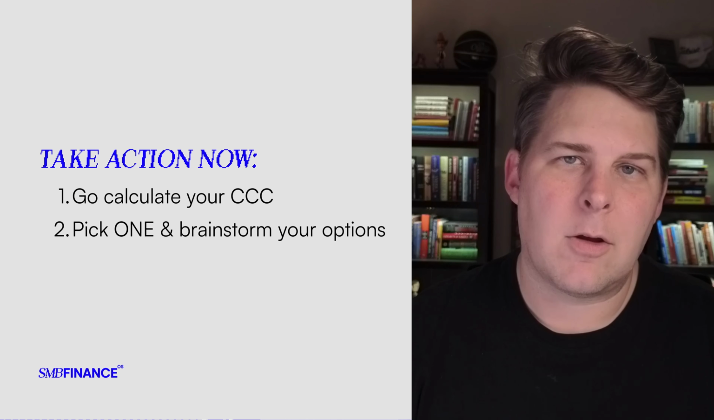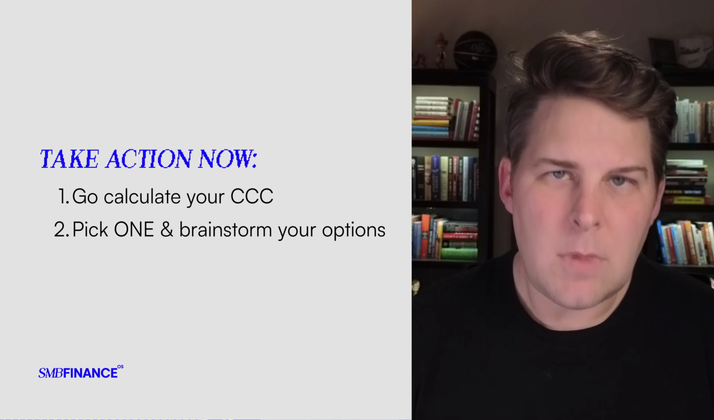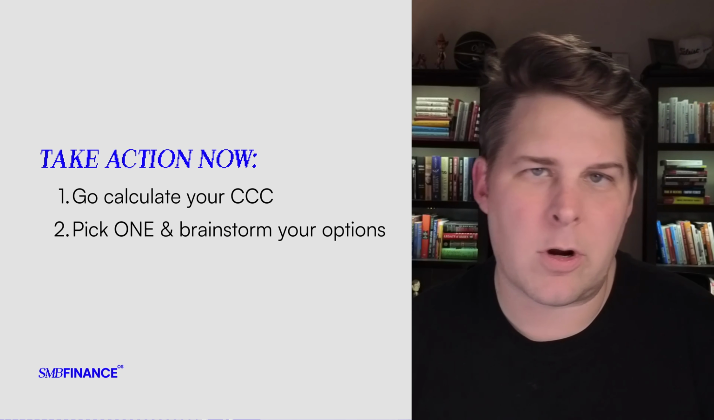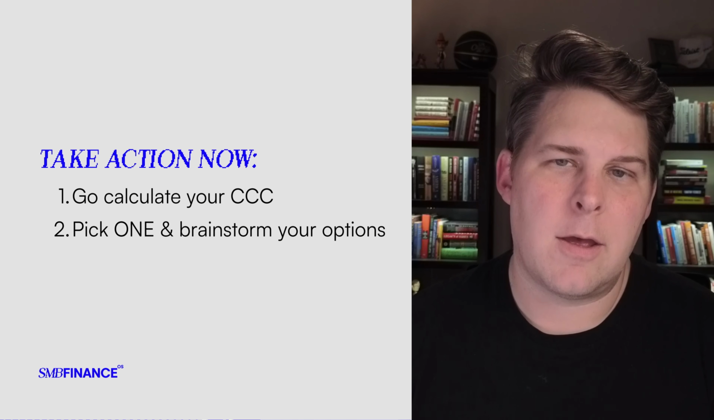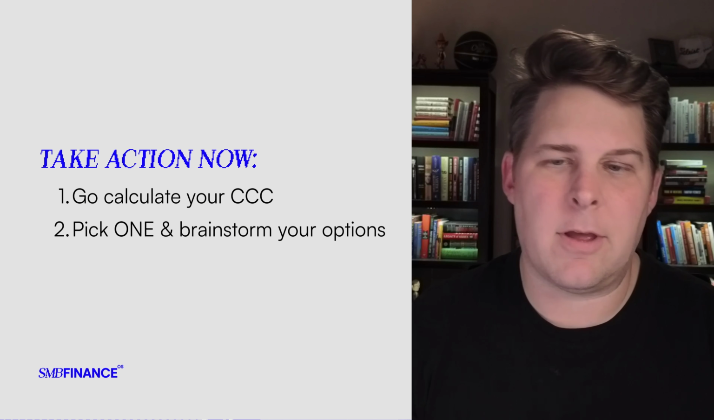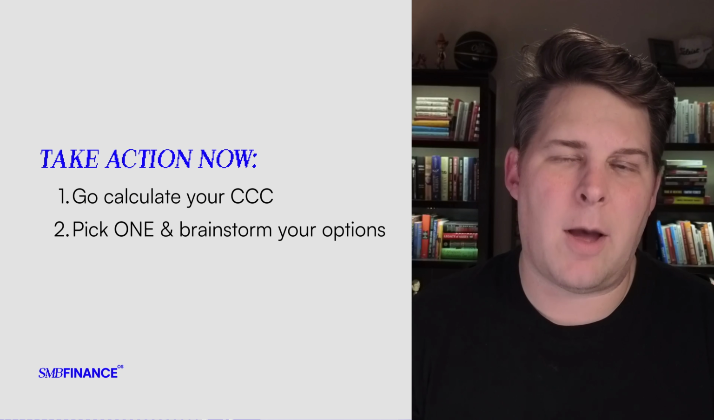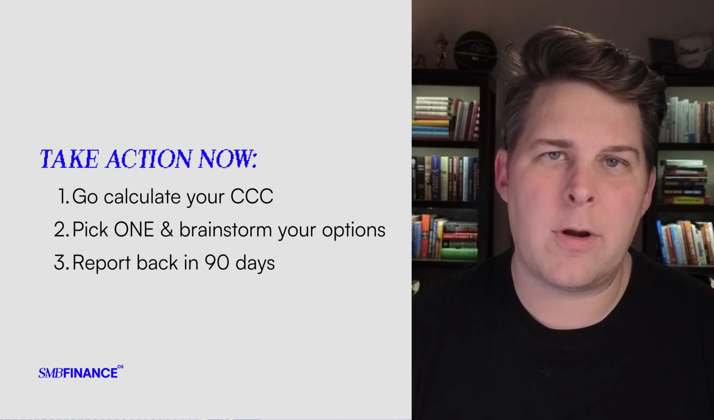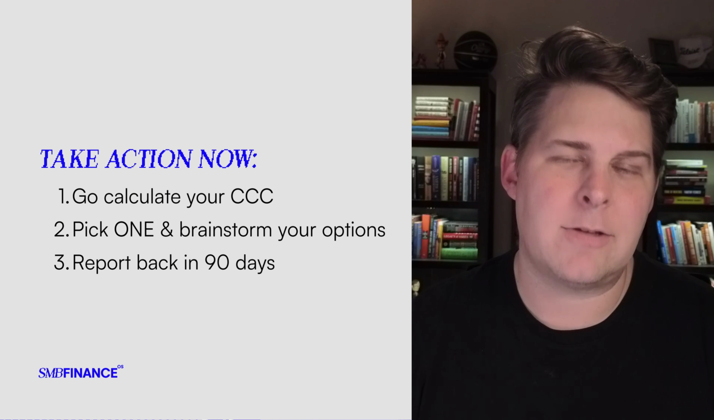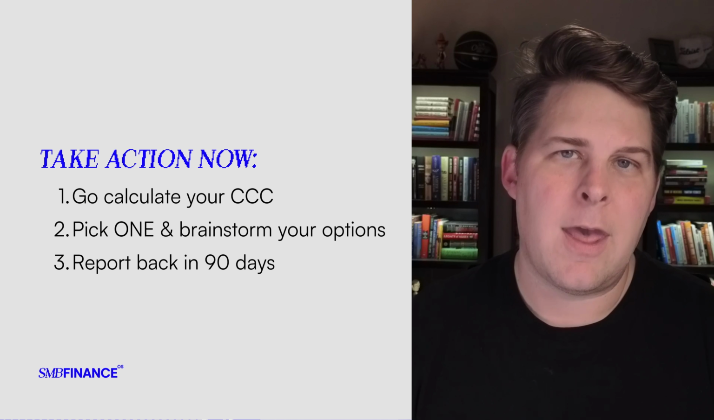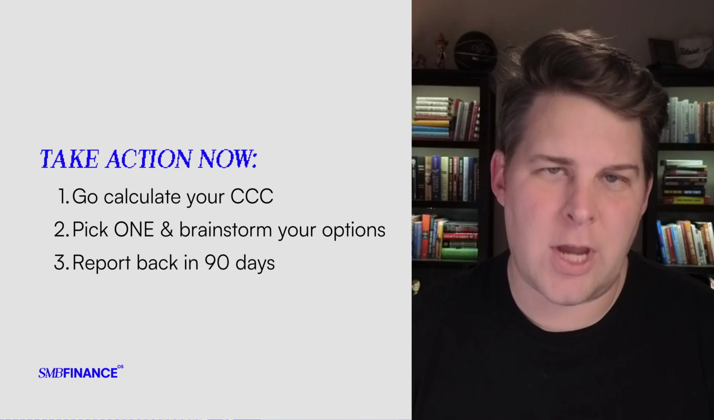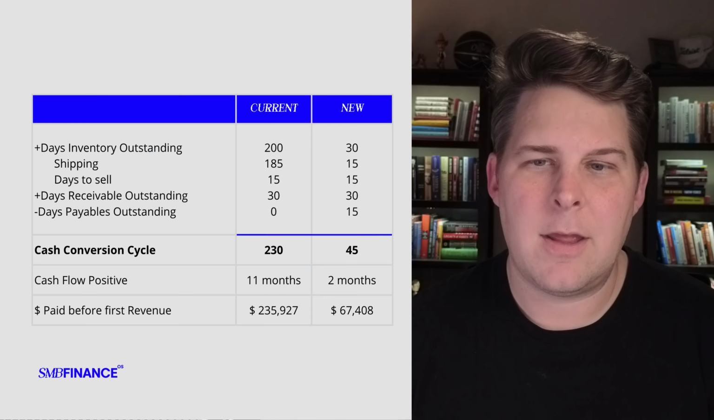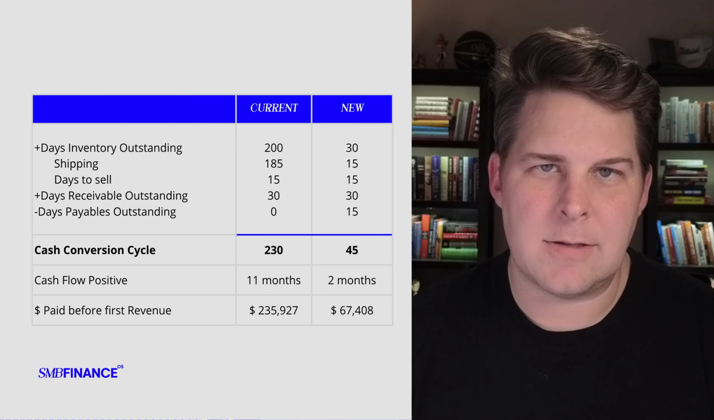Second, pick whichever one is worst for you and brainstorm your options and how you can change it. Can you work on terms with vendors? Can you work on terms with customers? Can you work on slowing down payments in an ethical way? If you can brainstorm those options, you should be able to come up with 1 or 2 things that you can do today. And then in 90 days, report back, circle back, see how it's changed, see how it's improved or not improved, and continue to iterate and look for ways to change your cash conversion cycle. Get it from that 230-day period back to 45 days.